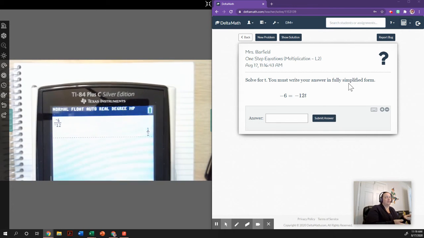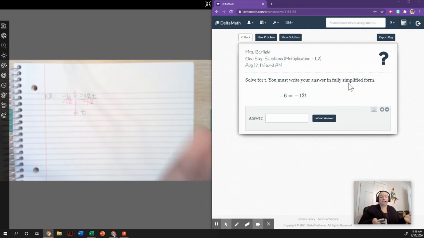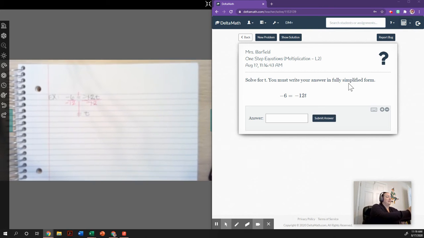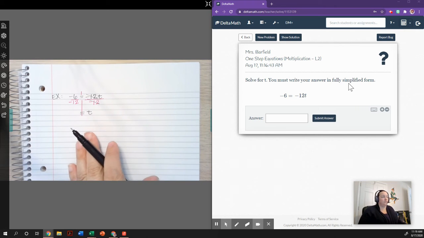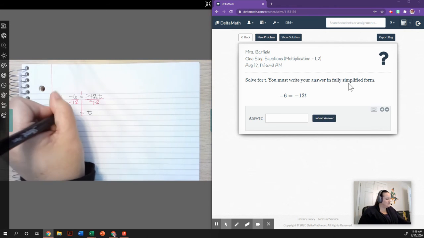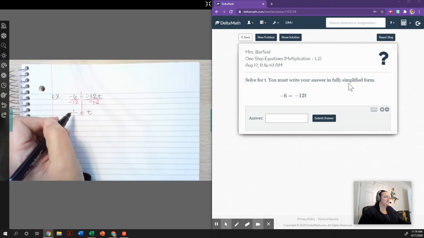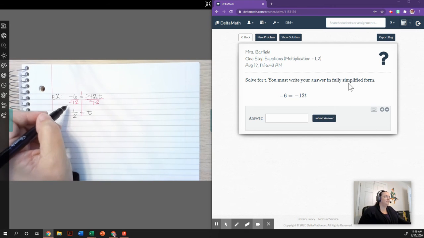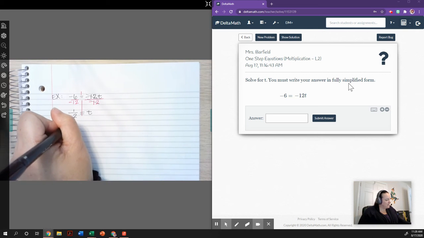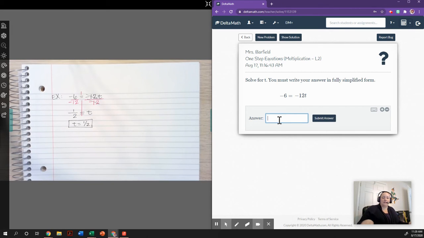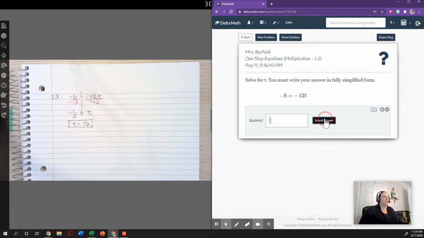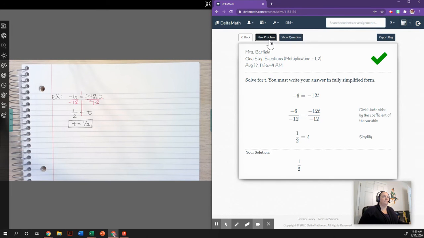You are welcome to use a calculator that will help you reduce. But keep in mind, your EOC, if we take one, that's a big if, has calculator inactive sections, so you need to be able to simplify a fraction by hand. While you do have access to your calculator, make sure you can do this by hand. Divide the top by 6 to get 1, divide the bottom by 6 to get 2, and remember, a negative divided by a negative is positive. So t equals 1/2. Then I type that in, 1 divided by 2, submit my answer, yes.